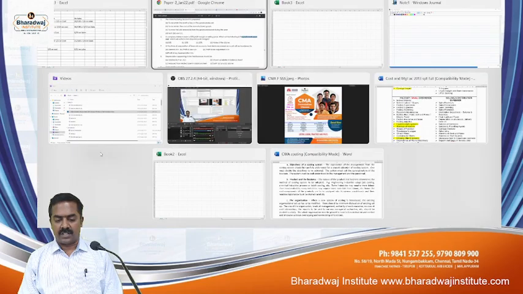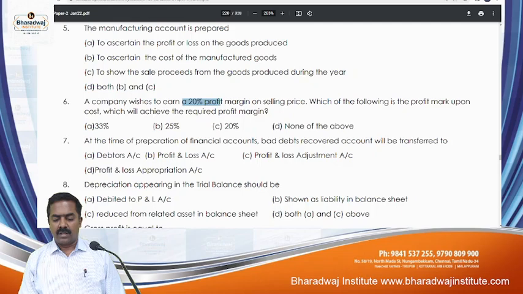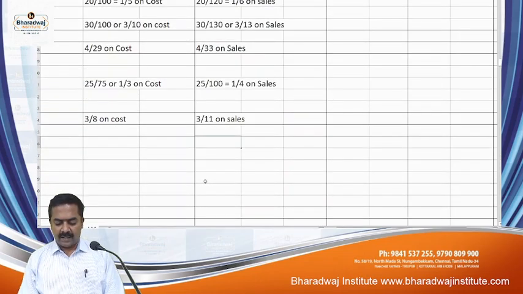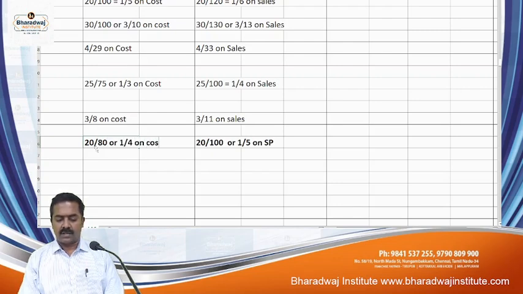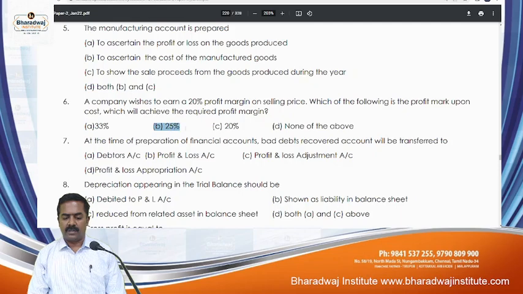Cost. Now look at the question they ask you. 20% on which price? Selling price. Wait. They want to maintain 20 by 100 on selling price. Otherwise called as what? 1/5 on selling price they want to maintain. If it is 1/5 on selling price, how much will be on cost? 20 by 80, or you can call it as what? 1/4 on cost. 1/4 can be written as how much percentage? 25%. So answer is B, 25%.